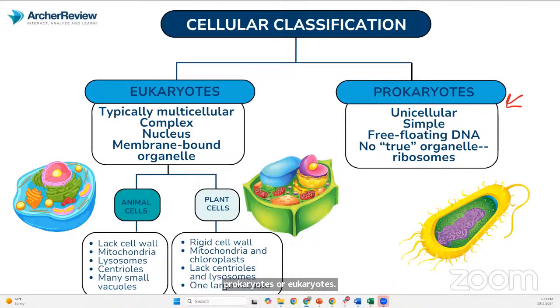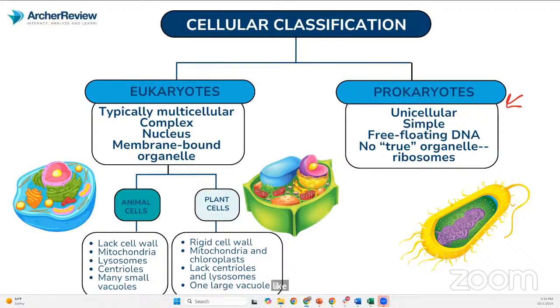Prokaryotes are unicellular, meaning they are made of one cell. They're very simple. They don't really have what is considered true organelles, although they have ribosomes. And their DNA is not protected in a nuclear membrane like ours is. It just floats freely throughout that cell.